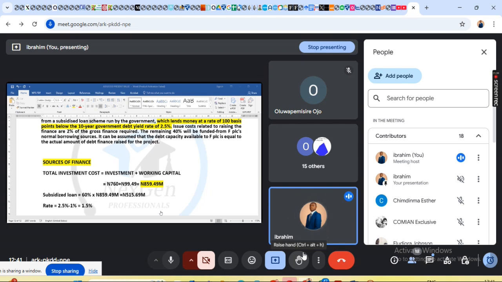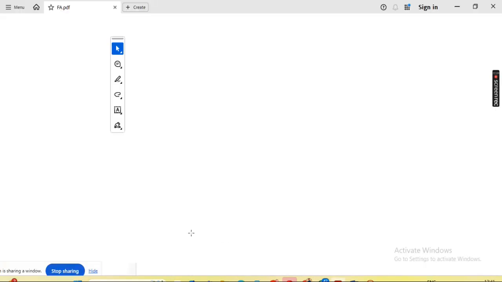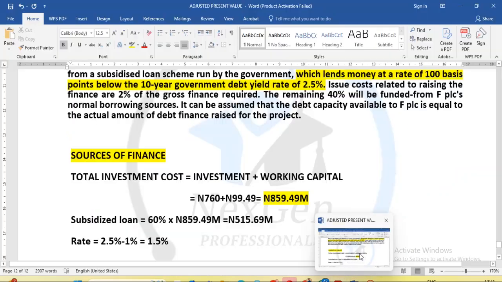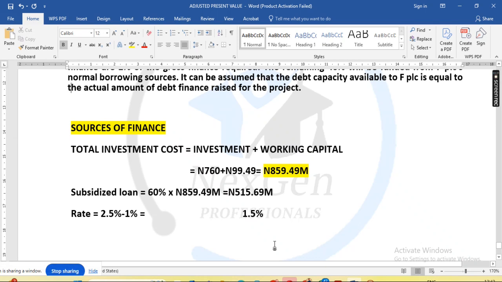Now, it's below it, which means that if they want to give you the loan, they will not give you at 2.5. It will be 100 basis points below it. Below it means that you have to remove that 1% from 2.5% so that you get the rate of the subsidized rate. That is what it means. Do you get that? So, if this is established, this is the rate for the subsidized loan. What of the commercial rates is another problem. Now, let's finish the question.